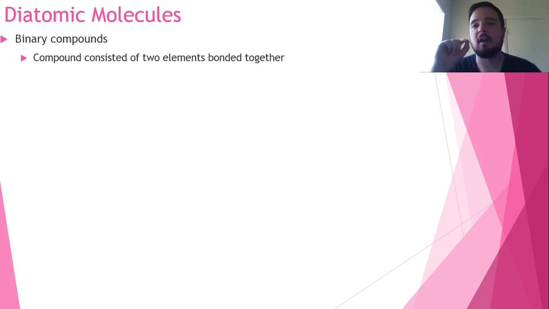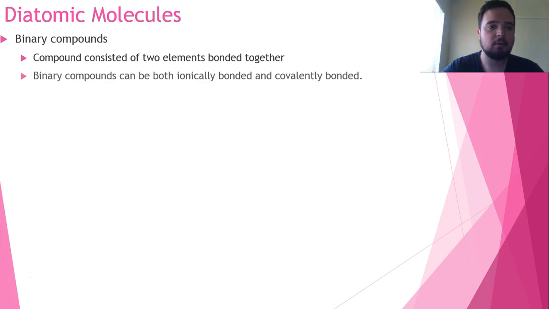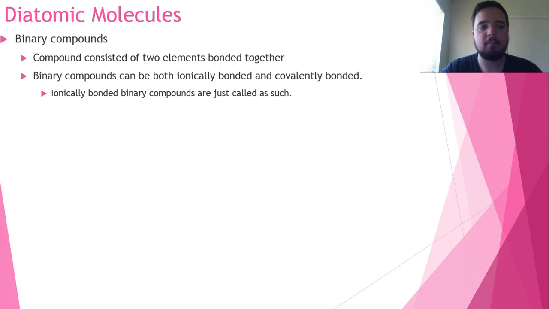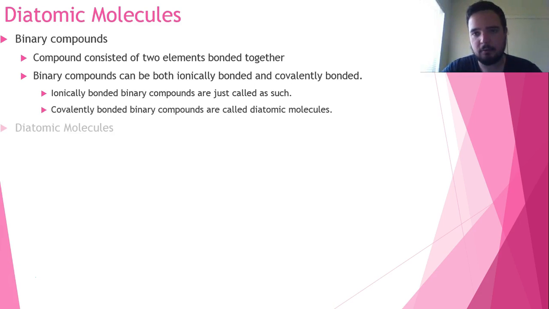There's molecules and then ionic compounds, which are salts. Binary compounds, like I said, can be both ionically bonded and covalently bonded. Ionically bonded binary compounds are just called as such, or they're called salts. So you'll hear me say ionic binary compounds or salts. And then covalently bonded binary compounds are what's called diatomic molecules.